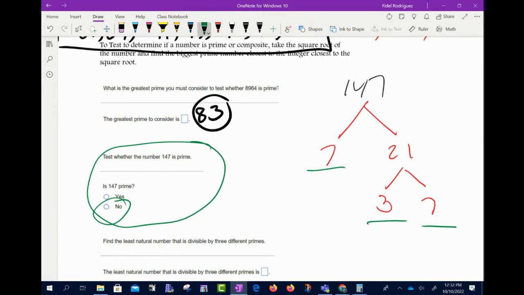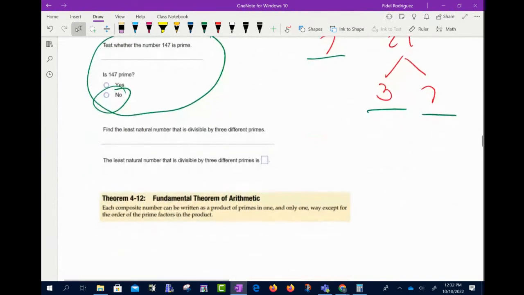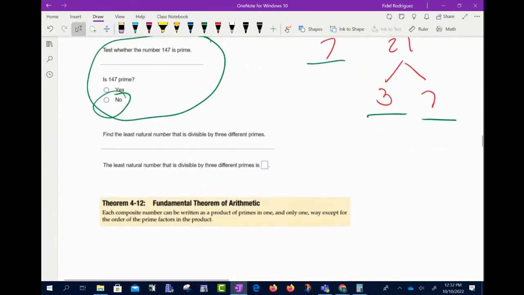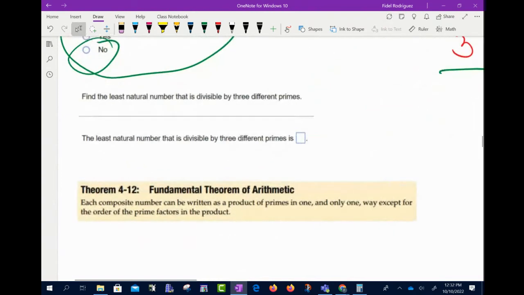All right. So the next problem that I have here, y'all, says find the least natural number that's divisible by 3 different primes. Okay. So first thing I want to mention here on this problem is it says we're looking for the least natural number. Remember what that means? We're looking for the one that's going to be the smallest because it's the least, right? And it's supposed to be divisible by 3 different primes.